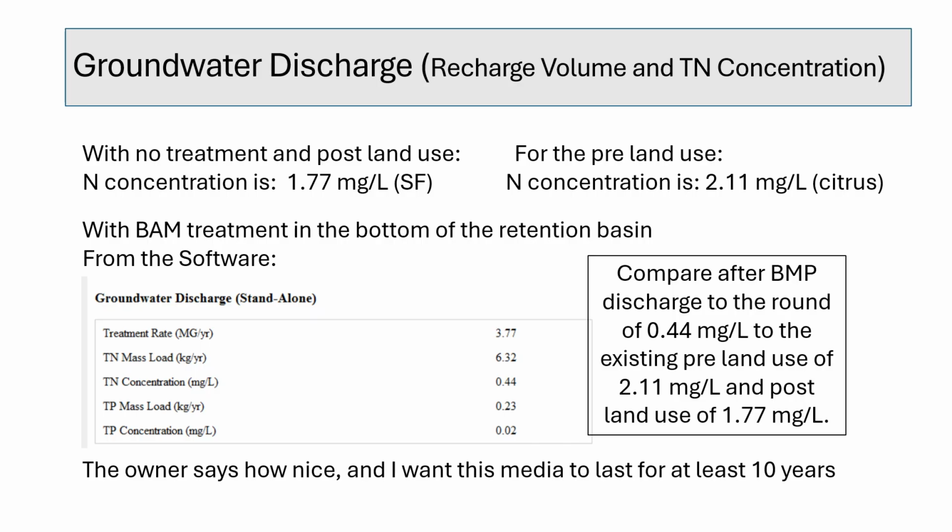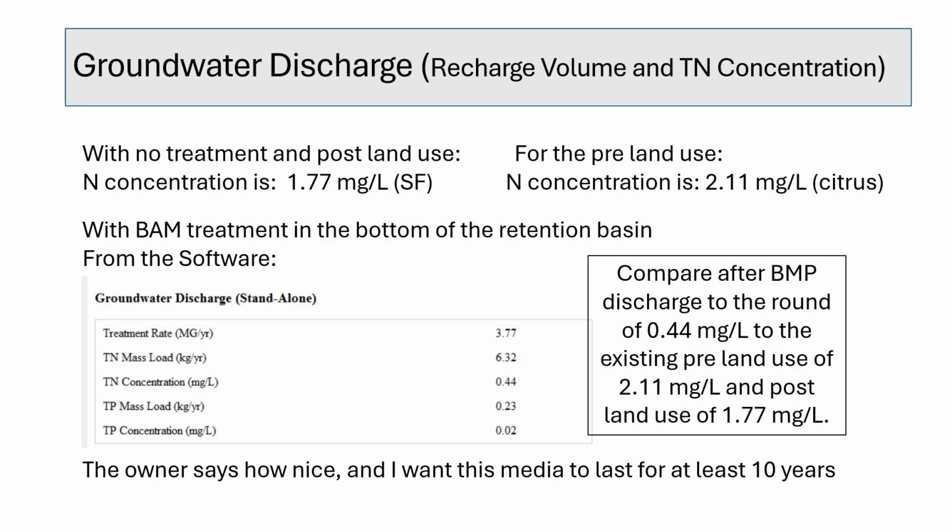Now, by implementing BAM treatment, utilizing a specialized Bold and Gold sorption media placed at the bottom of the retention basin, we see a significant improvement. The average total nitrogen concentration discharged to the groundwater is drastically reduced to 0.44 milligrams per liter. This demonstrates a substantial reduction compared to both the existing citrus condition and the untreated post-development scenario.